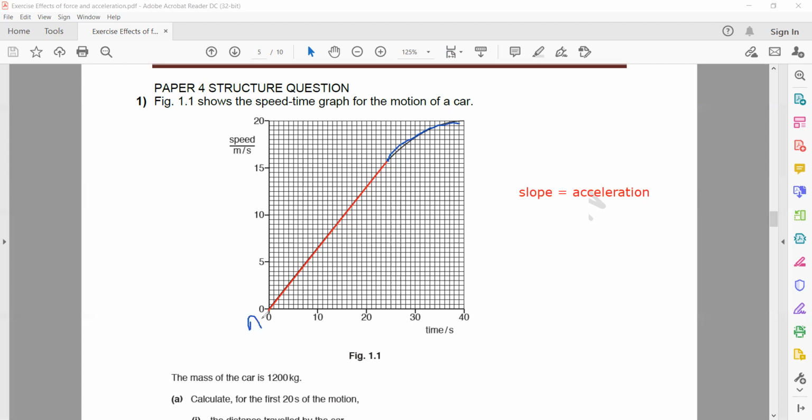If I say these letters A, B and C, what is the acceleration from A to B? Acceleration from A to B. The slope represents the acceleration for a speed time graph. It's a straight line. So what can we say about acceleration from A to B? Is it zero, constant, increasing, decreasing?